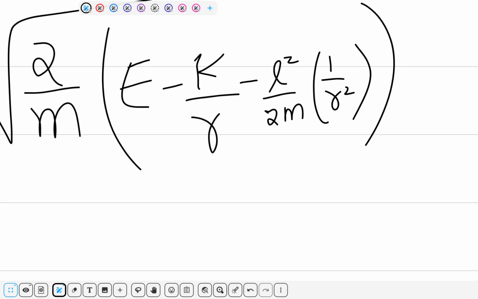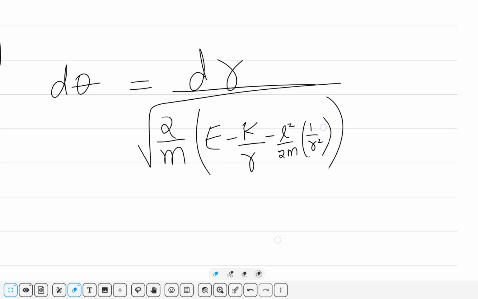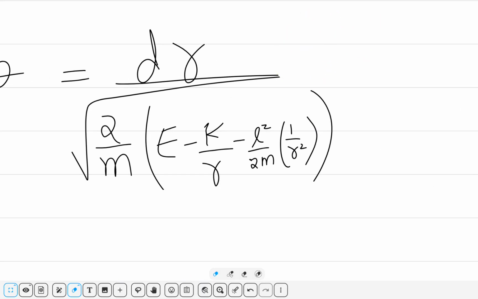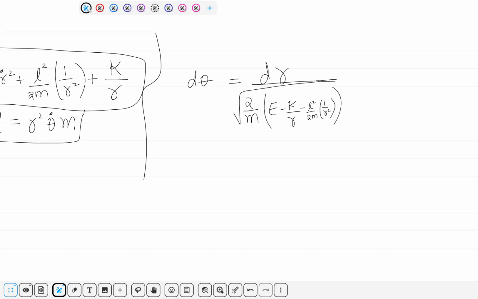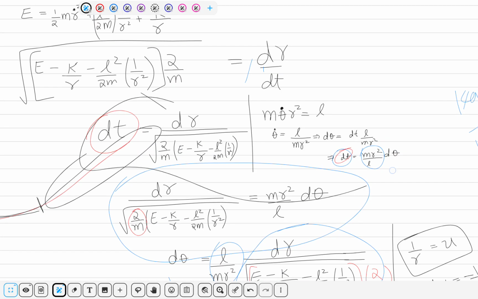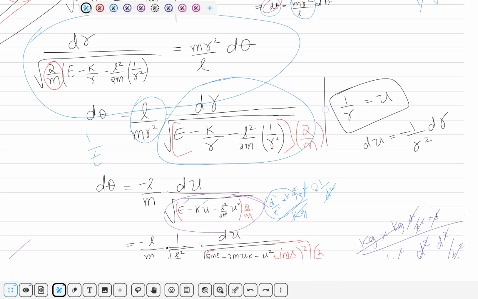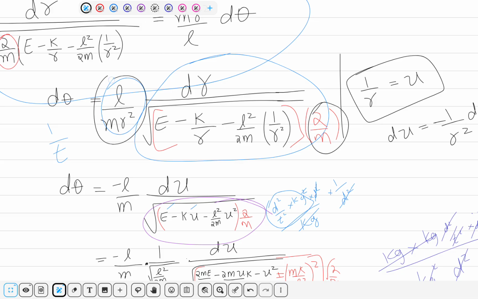So now, what to do? I don't remember much. What more was I supposed to do? I think I missed somewhere here. There was a mistake here, I think maybe. Let me check if there is a more refined one. Yeah, I think this was the thing. I forgot these numbers. Right? 2 by m. L by m r square, 2 by m. Where is this?